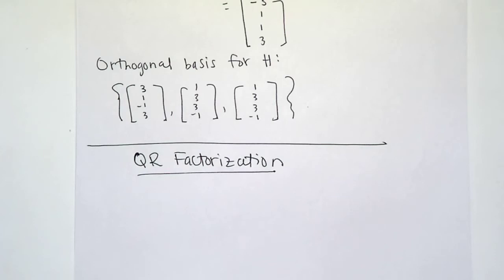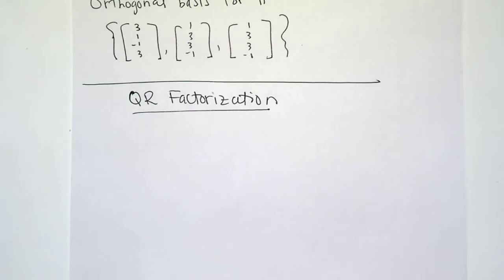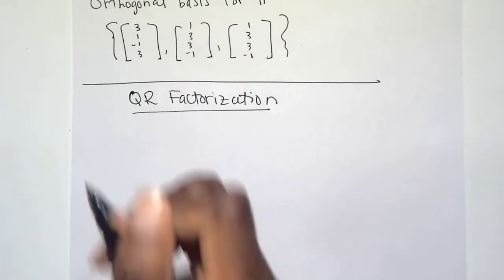So this next section is on QR factorization, and it's very much related to what we've done with orthonormal bases. We actually need orthonormal bases for QR factorization. So this is yet another way that we can factor matrices to make it computationally quicker or easier in some kind of way. All right, so you'll see.